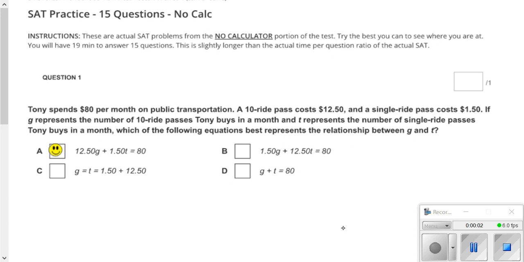Hi, this is Mrs. Lemke, and I'm going to walk you through the first set of SAT practice questions that we had. These were the non-calculator questions. I'm not going to go through all 15 problems. That seems like it would be a little tedious for everyone, but I do have slides here that show the correct answer on each problem.